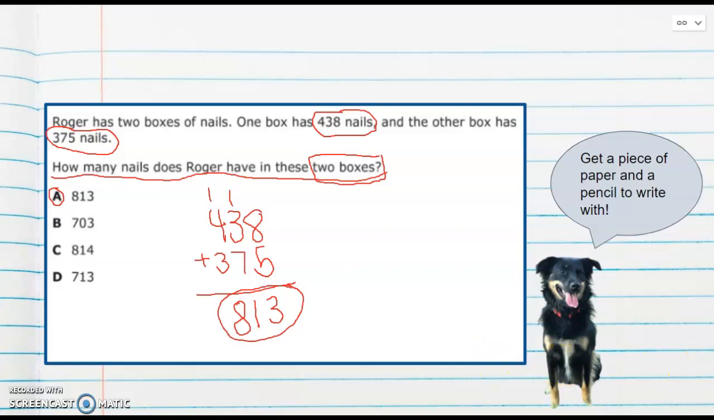Okay? If you have any questions about this problem, I would go back and rewatch it and work this out on a piece of paper on your own and see if you get the same answer. After this video is over, you're going to click the next button, and that's going to take you to a quiz, and you are going to practice doing some of these on your own.